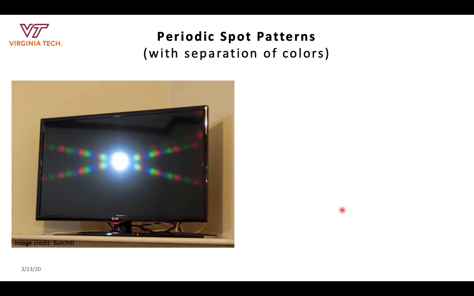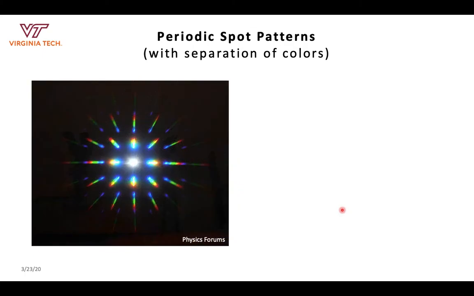When you have a point source of light, like an LED from your phone, for example, if you ever catch a light like that shining off of another screen, like an LED screen, you would see a pattern that perhaps looks something even like this. This is a really perfect example, but you see this periodic spot pattern with separation of colors.